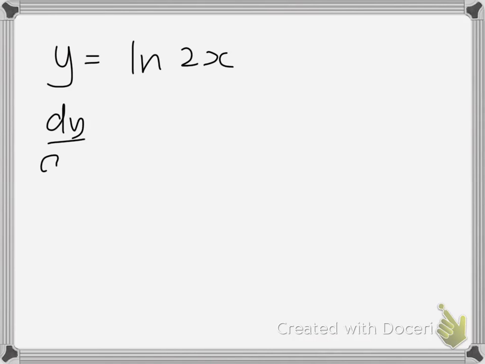Okay? So y equals ln 2x. It happens to be the same. So what is dy/dx? 1 over 2x, and then multiplied by the differentiation of 2x, which is 2. That gets 1 over x.